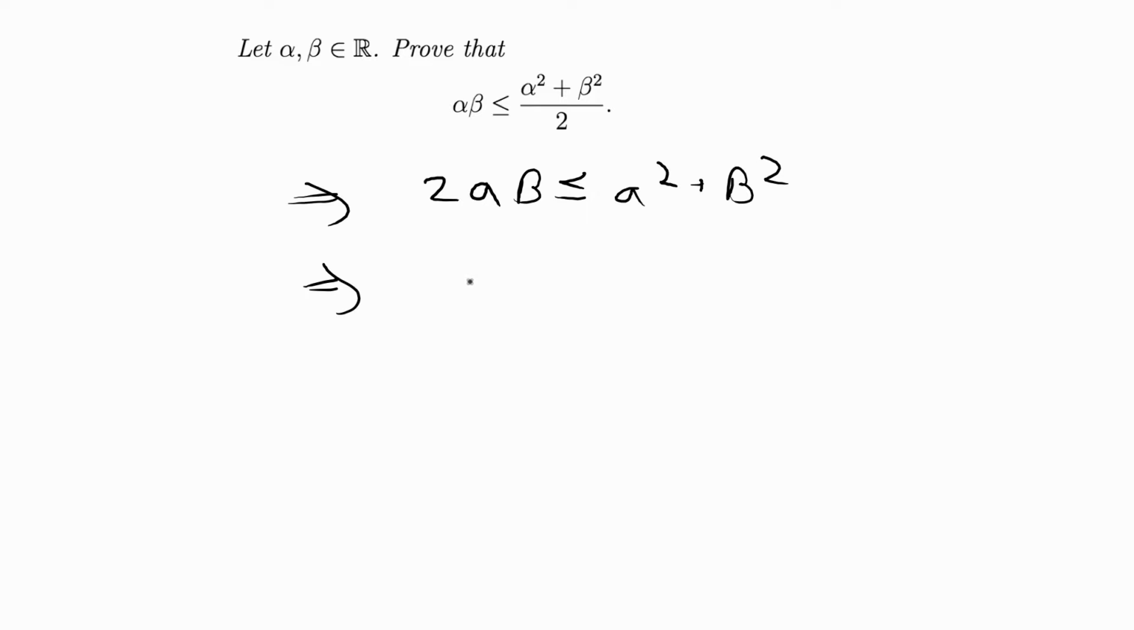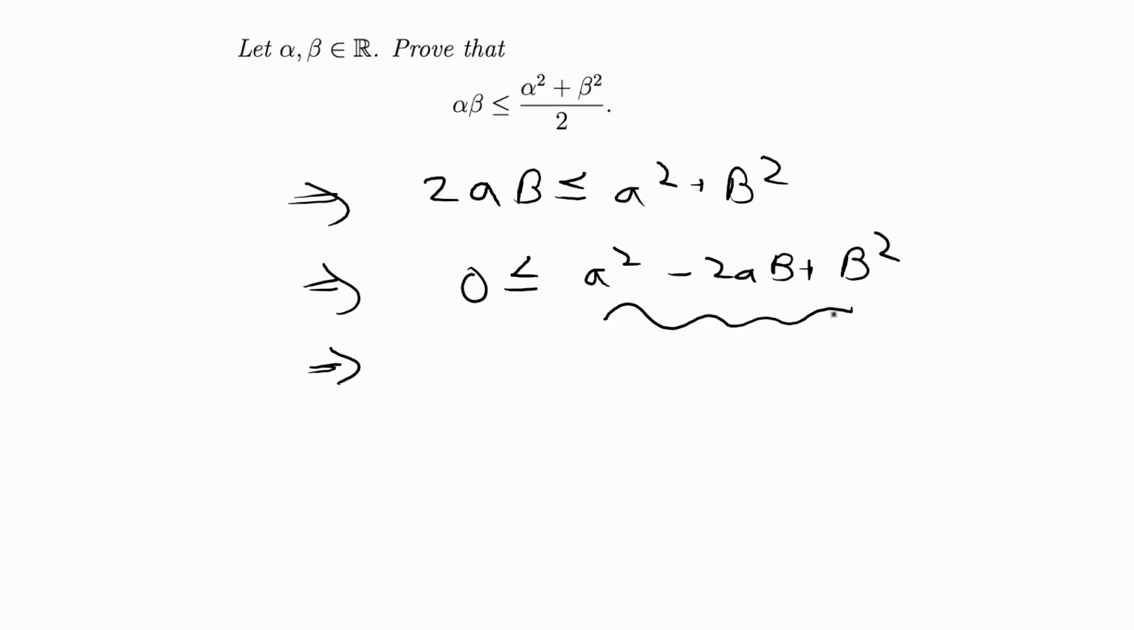Now we're going to move everything to one side. So we have 0 is less than or equal to A squared minus 2AB plus B squared. And hopefully you guys can see that this looks familiar. It's what you get if you do a binomial expansion. So this is equal to 0 is less than or equal to (A minus B) squared.